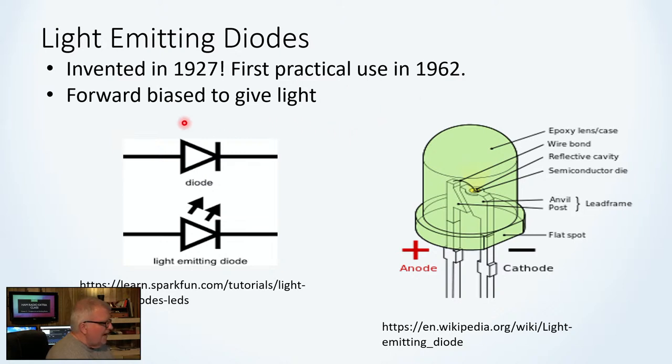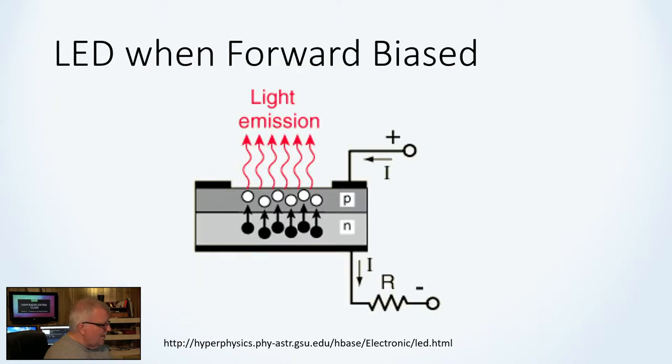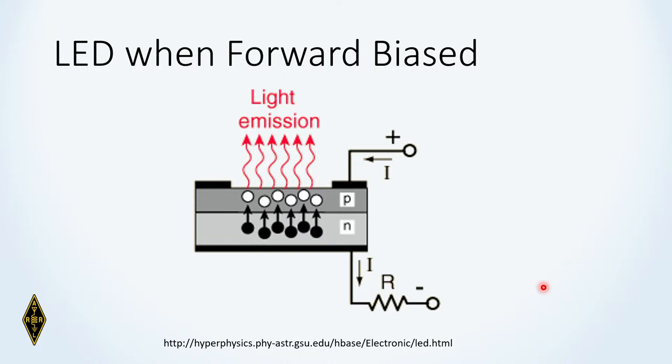And so light emitting diodes are forward biased in order to give light. And again, we saw the schematic diagram of a light emitting diode. And this is the construction. And again, you always want to have a current limiting resistor. And an LED will emit light when it's forward biased. One other thing I read, which I didn't know, is all diodes emit light when they're forward biased. Not just LEDs, but they're in a case, so you can't see it.